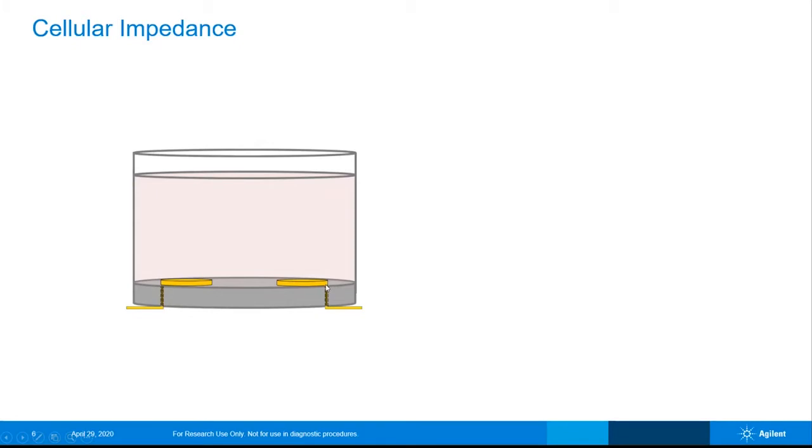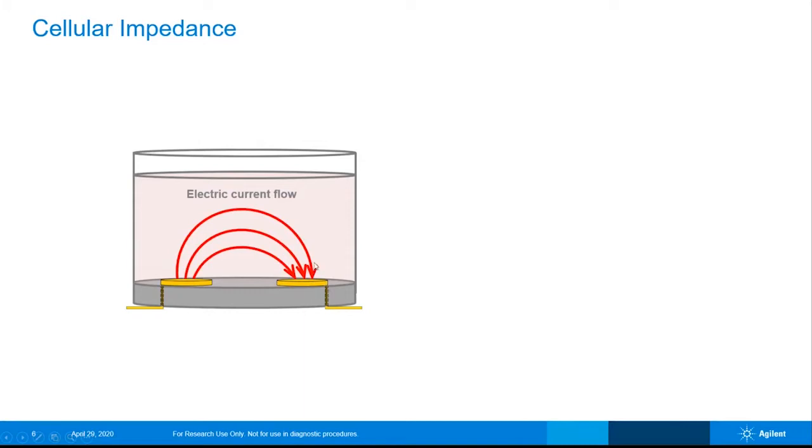When you put this plate into the xCELLigence instrument, it provides a very weak potential, and this causes current to flow from one biosensor to the next. The current is literally flowing through bulk solution. And this measurement in the absence of cells serves as the background reading.